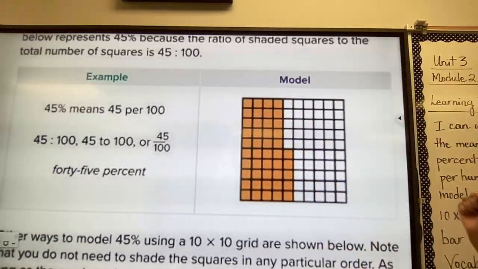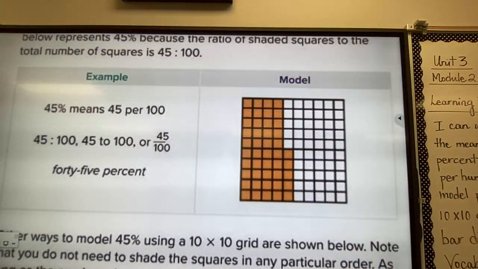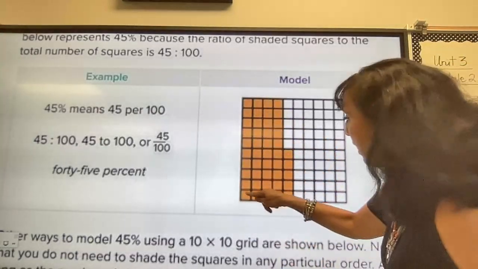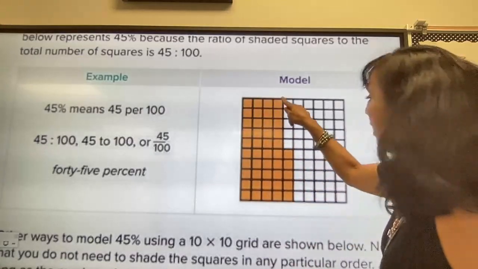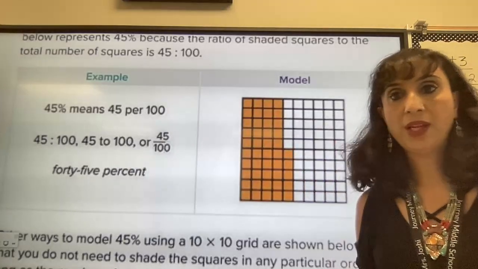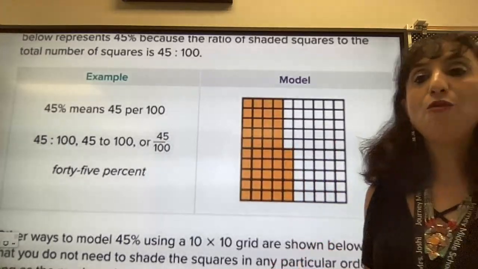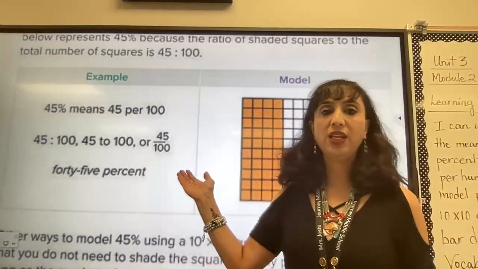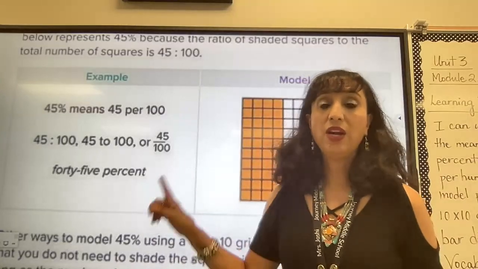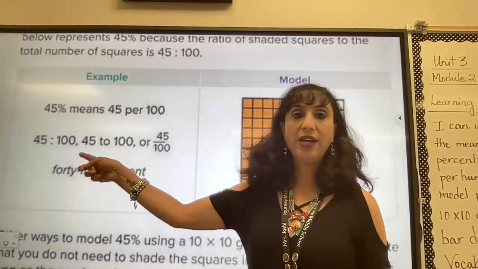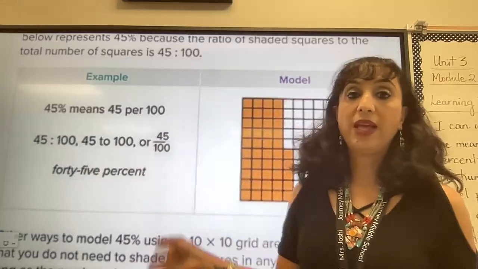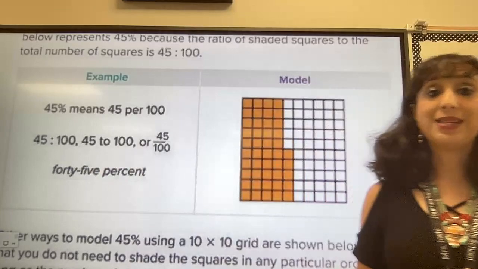So if I'm looking at this and I'm looking at how much is shaded in, all right, so we have 10, 20, 30, 40, 41, 42, 43, 44, 45. So what is my percent? It is 45%, which I have shown you over here in the example. And it can be written as a ratio in three forms. We can write 45 to 100, or 45 over 100. And this is 45%. All right.